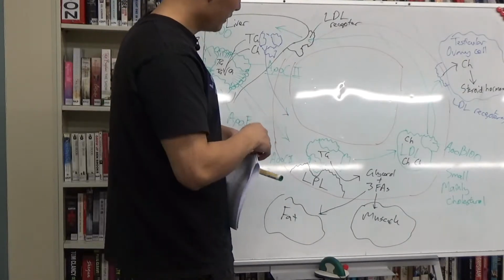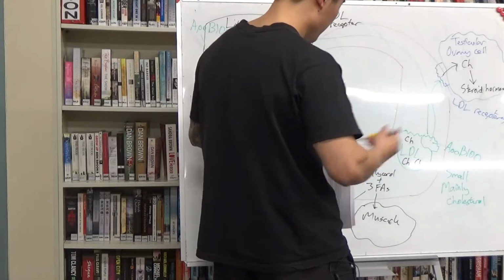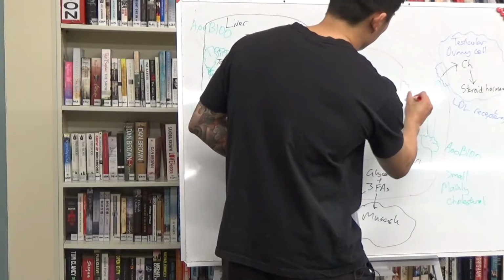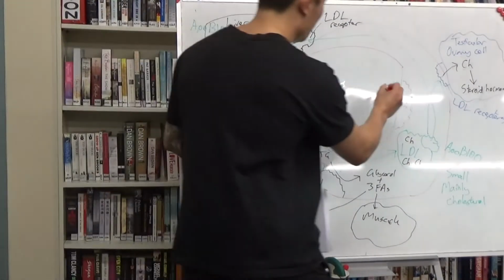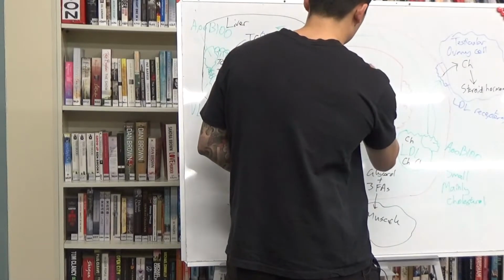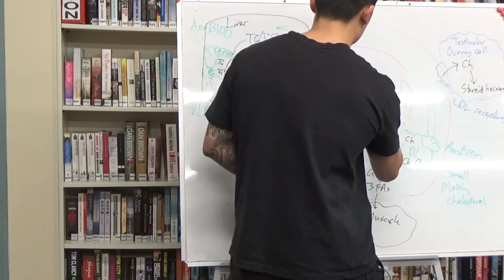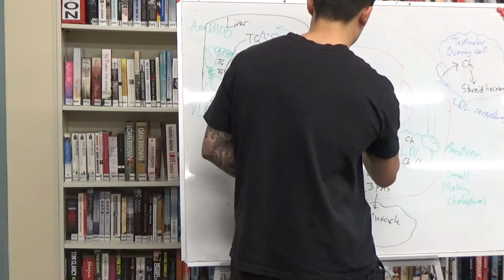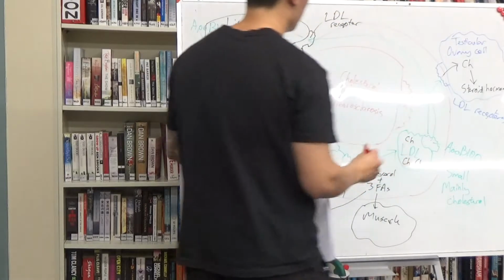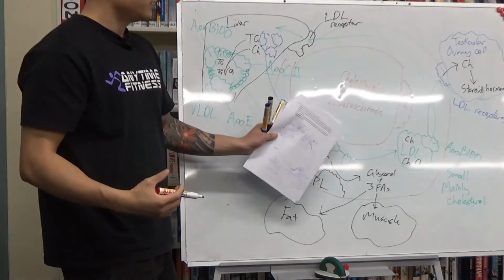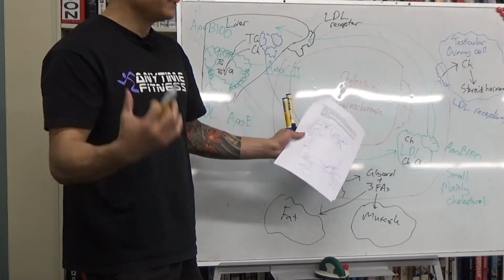But if you have a lot of cholesterol in your blood, what can happen over time is you can get a buildup of cholesterol on the walls of your arteries. This is called cholesterol plaque, and we call this atherosclerosis.